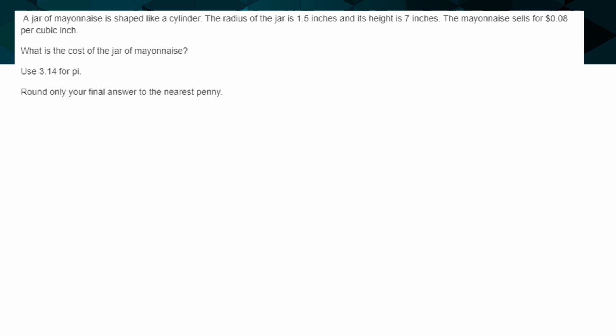So we have a jar of mayonnaise is shaped like a cylinder. The radius of the jar is 1.5 inches and its height is 7 inches. Mayonnaise sells for 8 cents per cubic inch. Okay, that last line tells us they're probably going to want us to find the cost of the jar of mayonnaise. And there it is. What is the cost of the jar of mayonnaise?